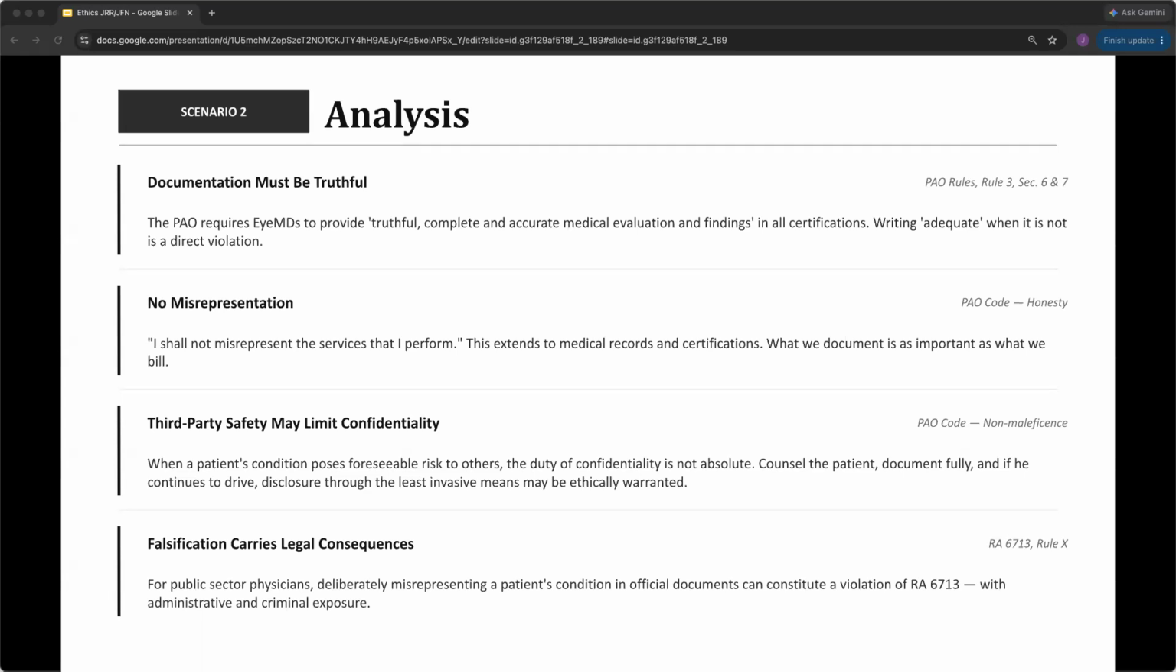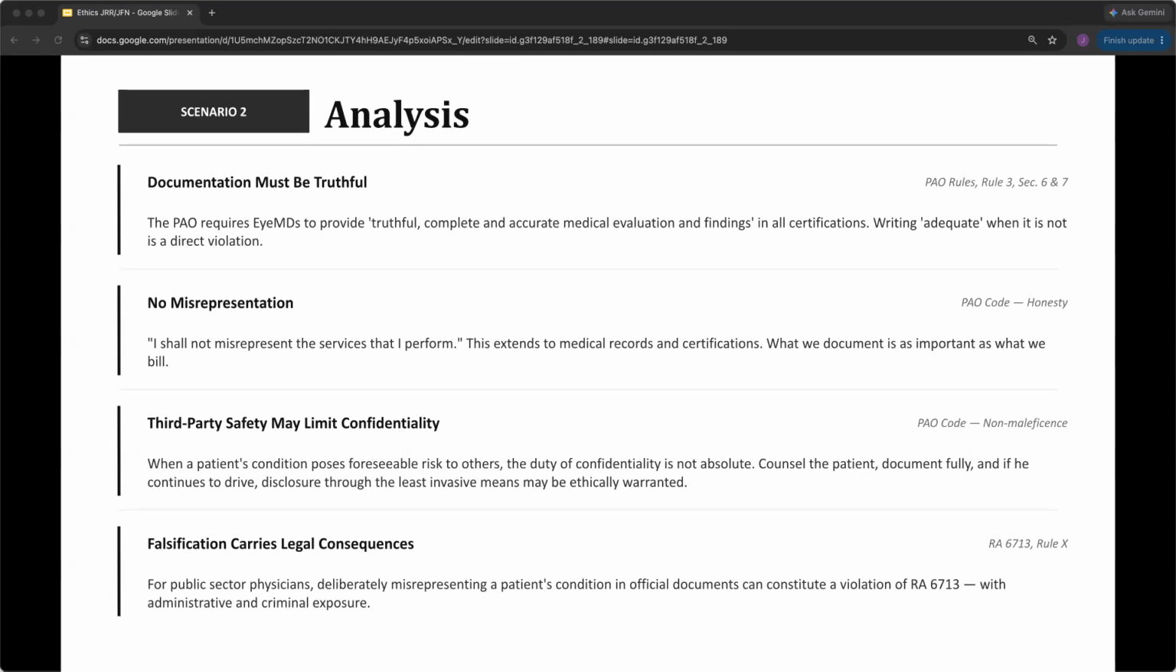As a general rule, confidentiality remains the default. Physicians should not disclose patient information without authorization unless there is a compelling ethical or legal basis to do so. However, we should understand that confidentiality is not absolute. When a patient's condition creates a serious and foreseeable risk to identifiable third parties, the duty to prevent harm may justify disclosure. In this case, significant visual field loss in a public utility driver raises legitimate concerns about the safety of passengers, pedestrians, and other road users.